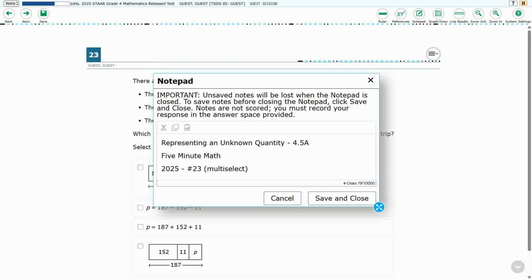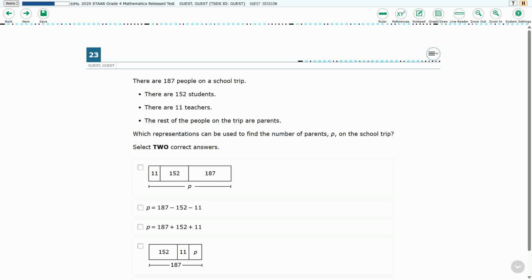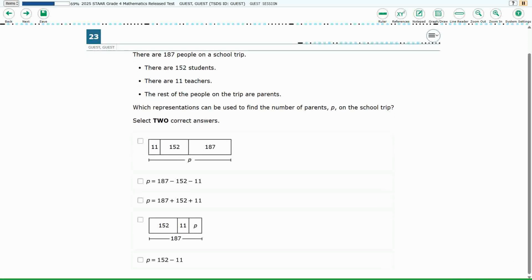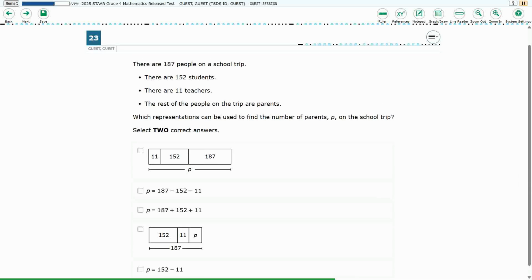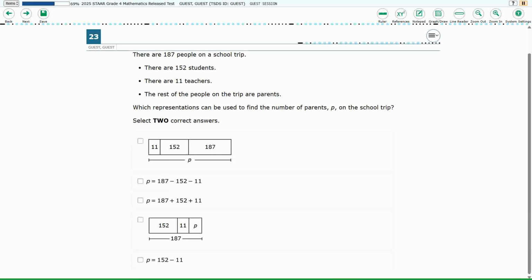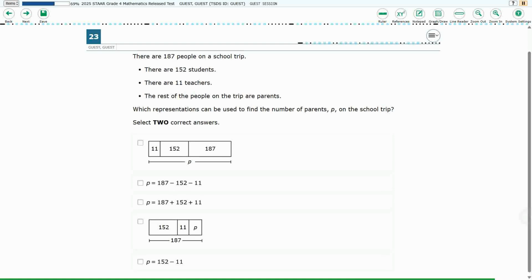Today we are looking at the fourth grade concept of representing an unknown quantity. This is standard 4.5a in the great state of Texas, and we are using item number 23 of the 2025 released STAAR test. This is a new item type called multiple select. If you haven't done so already, please go ahead and take a moment to pause the video, work this problem out on your own, unpause it, and we will look at our answers together.